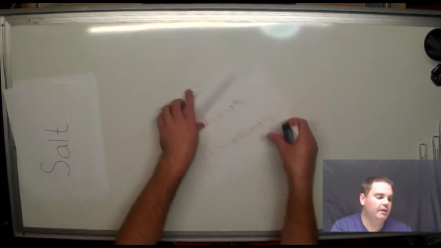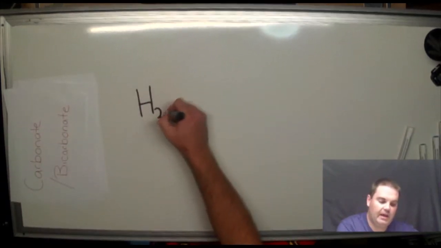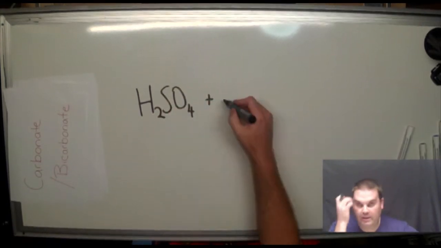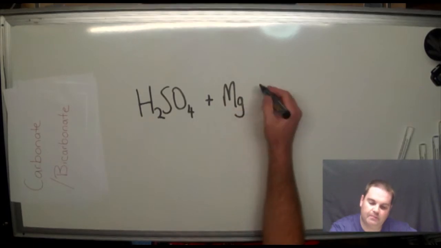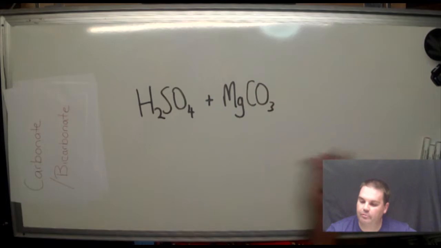So if we go with sulfuric acid, H2SO4, we react that with a carbonate. Let's go magnesium. I'll just go with a carbonate to begin with, so MgCO3.